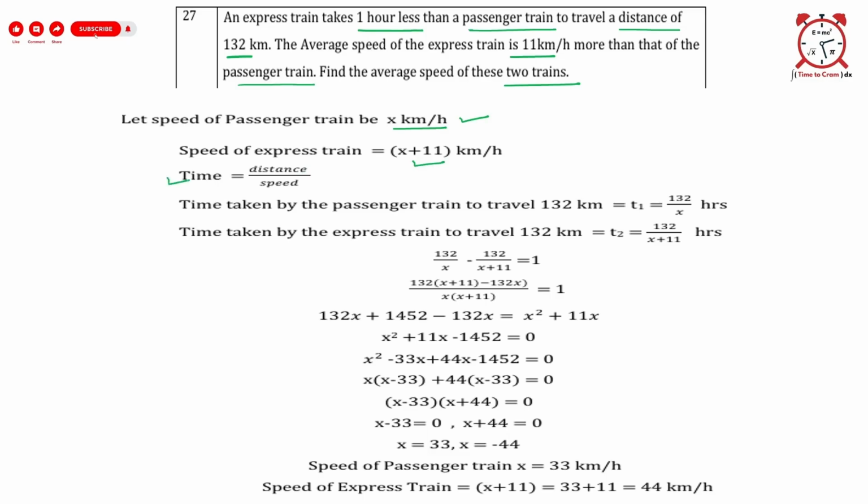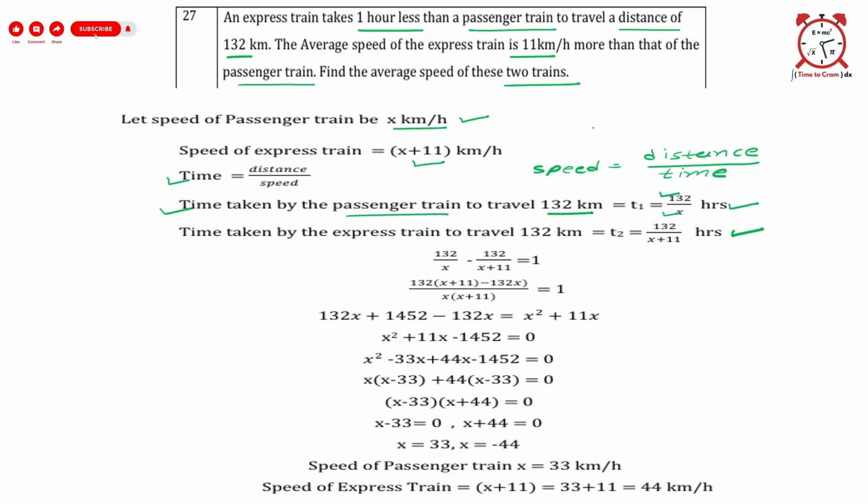Now we have to use this science formula, time equal to distance by speed. The original formula is speed equal to distance divided by time in science. After modifying this formula, we will come to this formula of time. So using this, first we will calculate the time taken by the passenger train to travel 132 km. As per the distance 132 km and the speed x, we are getting this time for the passenger train. Same way we will calculate the time for the express train. So now it is very clear that the passenger train takes more time than the express train, because the passenger train is going slowly.